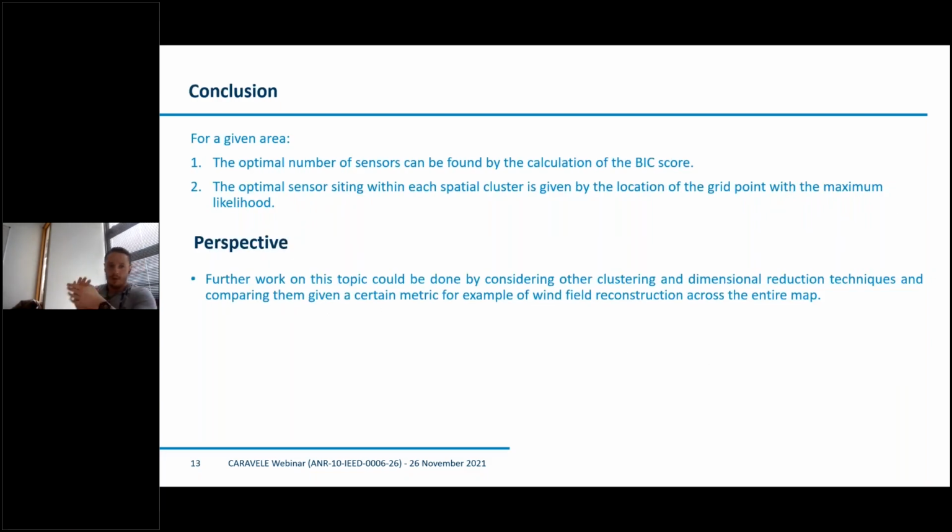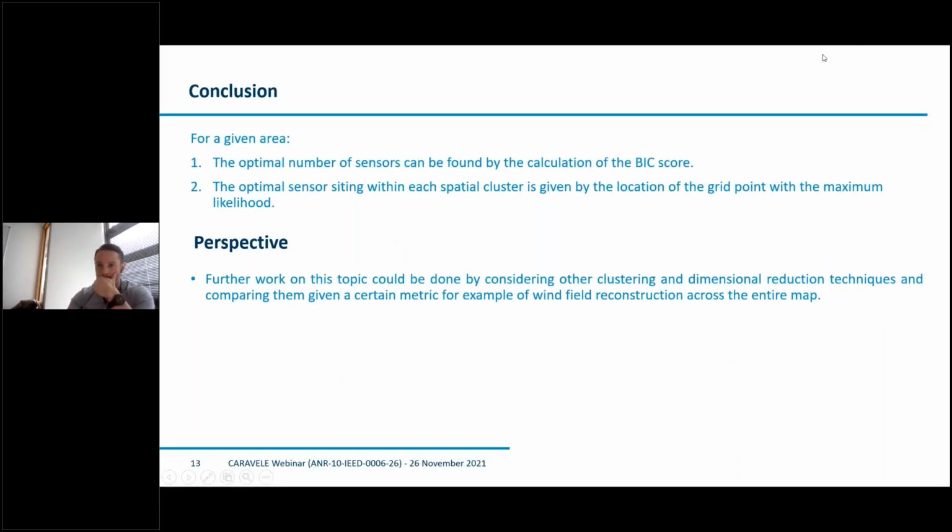So, the conclusion of this presentation. We can answer the questions of the introduction. For a given area, the optimal number of sensors can be found by the calculation of the BIC score. And the answer to the second question is that the optimal sensor siting within each cluster can be given by the location of the grid point with the maximum likelihood.